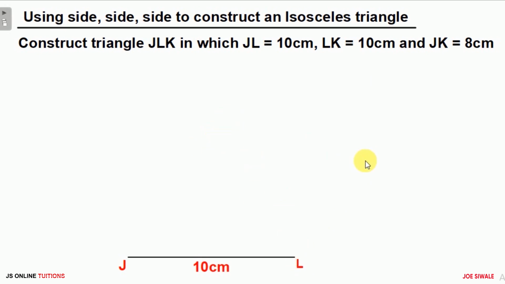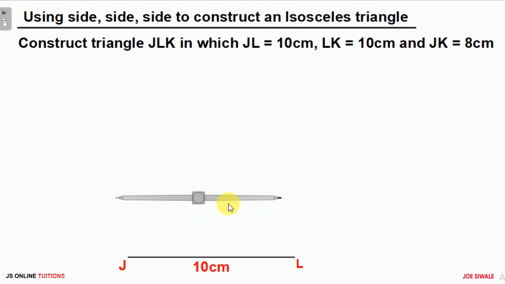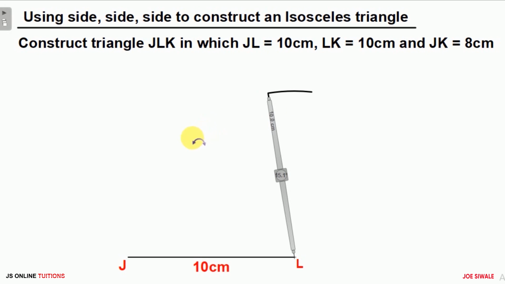So we're going to get our compass and we're going to measure 10 centimeters. So set our compass at 0 there and we're going to measure 10 centimeters. So we have measured our 10 centimeters and we're going to get our compass and put it at L, since we've been told LK is 10 centimeters. So we'll put our compass at L and we're going to draw an arc above line JL. So we know that our K is somewhere here.